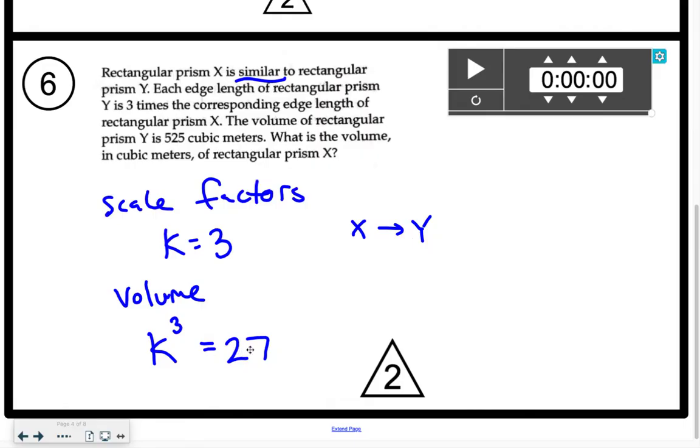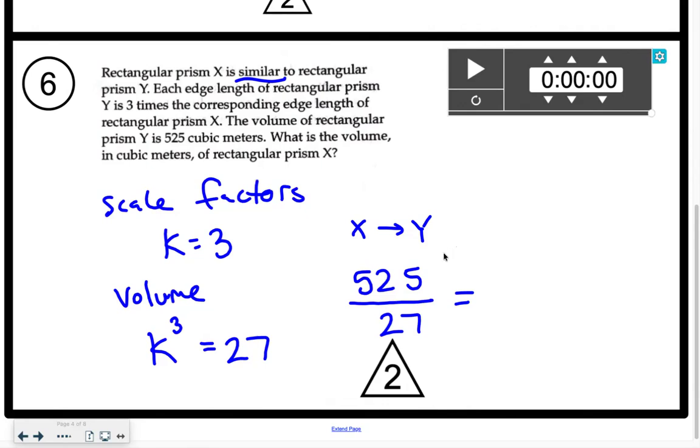Well, they're giving us y. So again, we have to realize that y is 3 times x, so everything in y is bigger than x. If they give us the volume of y, then we want to divide by 27 to get the volume of x, rectangular prism x. So just do 525 divided by 27, and we get 19.4 repeating.